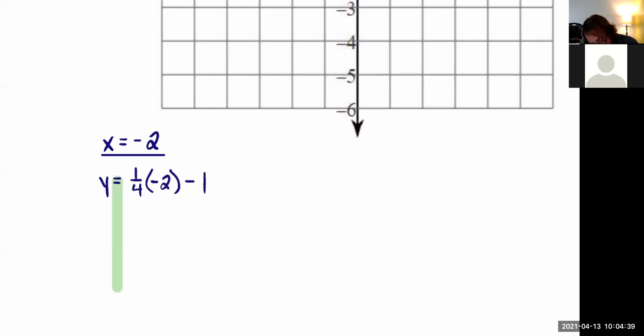So -2 times 1 is going to give me a -2/4. You like to decide right out, like, steps for getting rid of the fraction? For getting rid of the fraction? What you just did. Yeah.